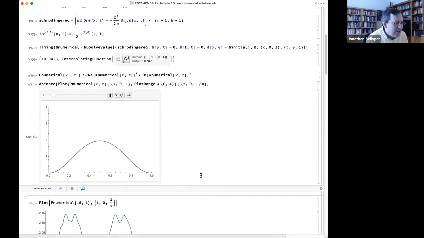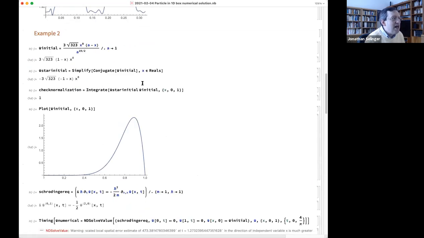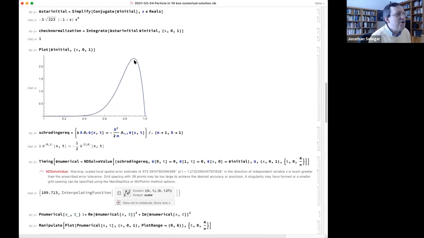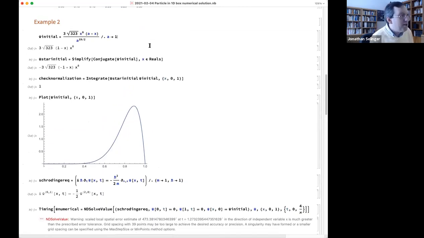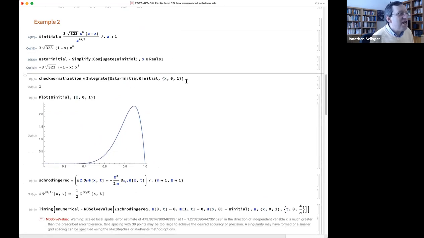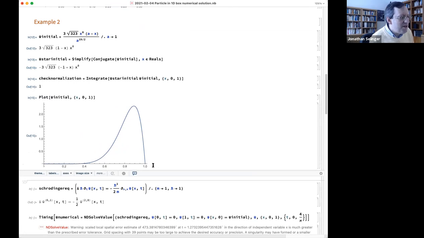What else? Well, I'll skip this other thing. How about example number 2? So here's example number 2. For example number 2, there's the psi, here's the psi star, here's the normalization, here's a plot of it. This is all just like before, right?